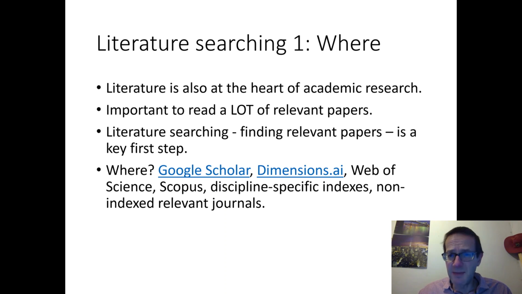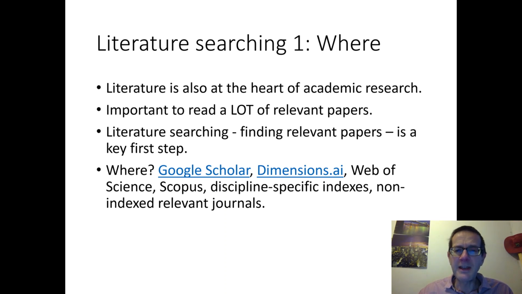You might also use dimensions.ai, and you might also use the Web of Science, Scopus. Maybe you have discipline specific indexes, or you might even know of relevant journals that aren't indexed in any of these sites, but you still want to search them. So these are the kind of things that you need to consider when you're looking for the literature.